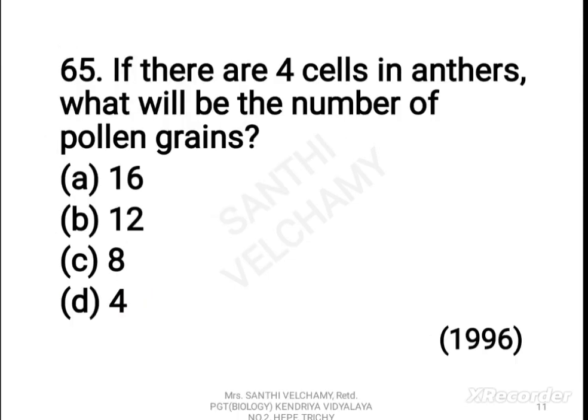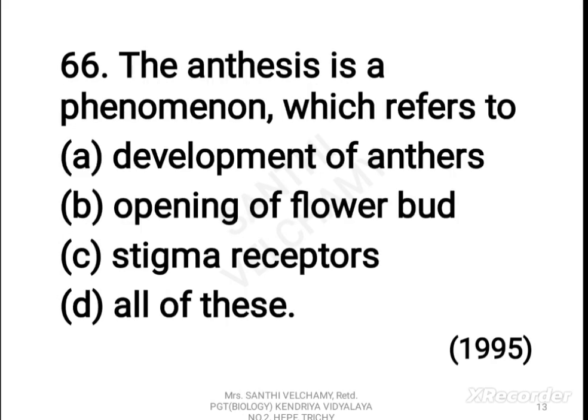Now the next one. 65th. If there are 4 cells in anthers, what will be the number of pollen grains? A. 16, B. 12, C. 8, D. 4. Now the correct answer is A. 16.